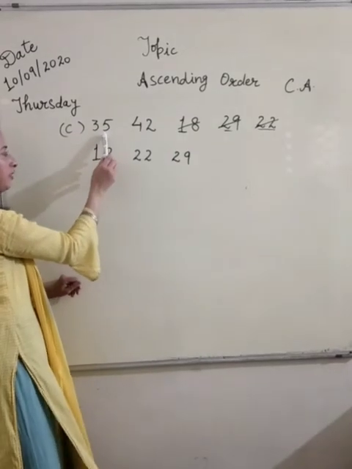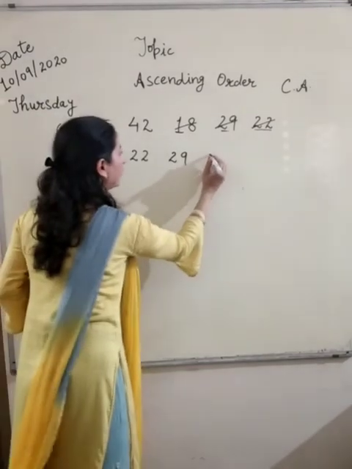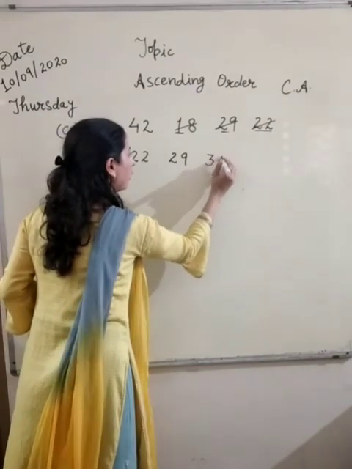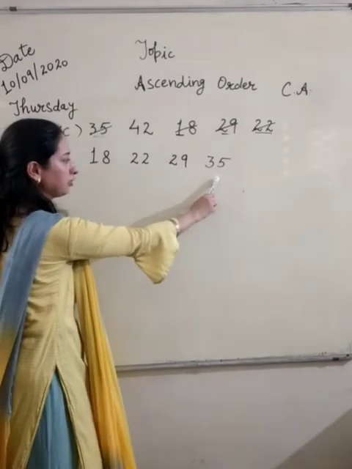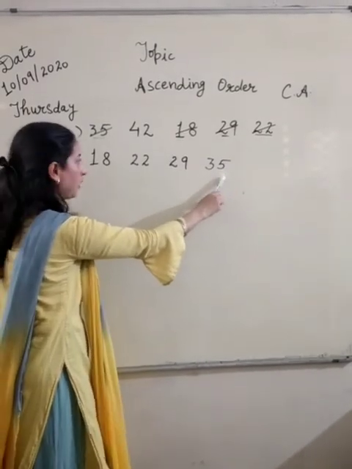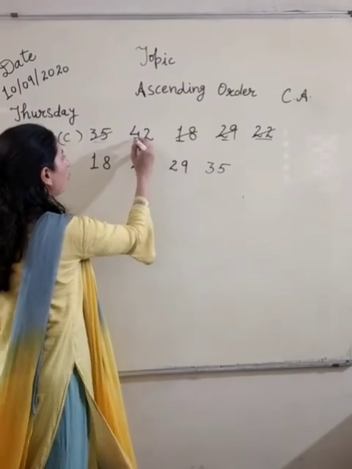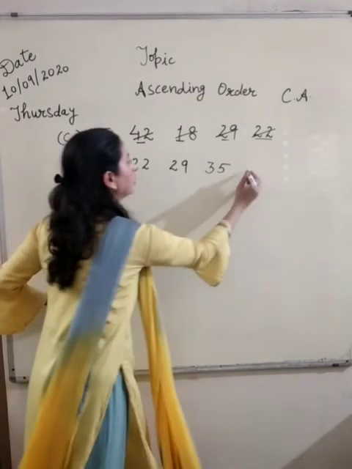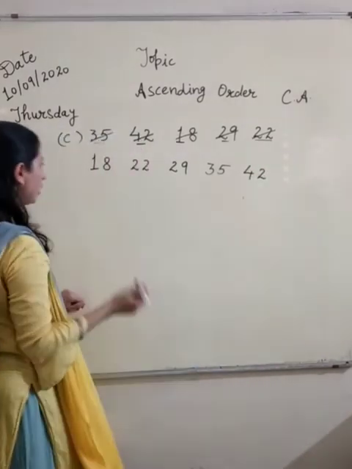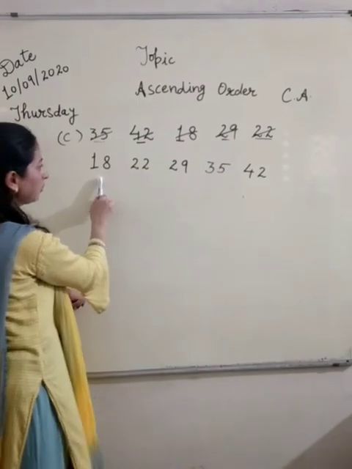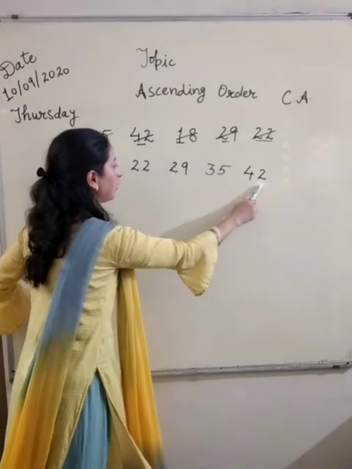We will check the number and the number is 35. Let us cut down the number and write down. 35 को cut कीजिए and write down here. Is that clear? समझ में आया? And then which number will come? Number 42. So 18 is the smallest number and 42 is the greatest number.